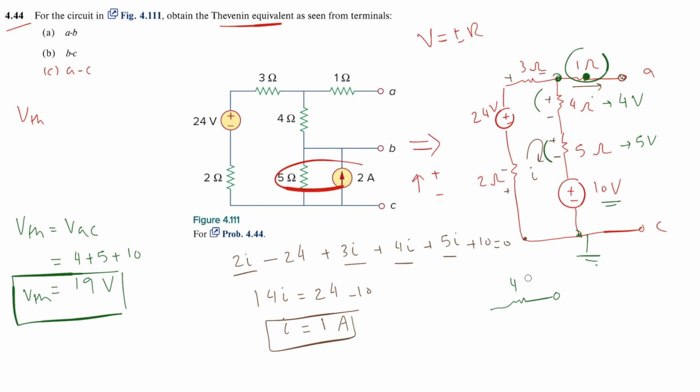So now the final circuit will be, what did we find it to be? I think 4.21 ohms. This is A. And then, not C, not B, it's C, and the voltage is 19 volts. So this is your Thevenin equivalent circuit.